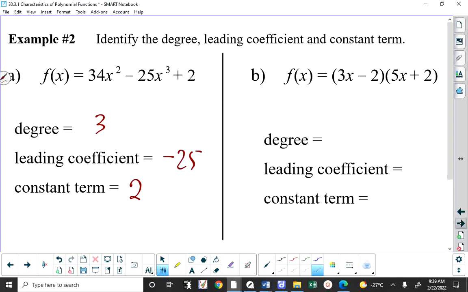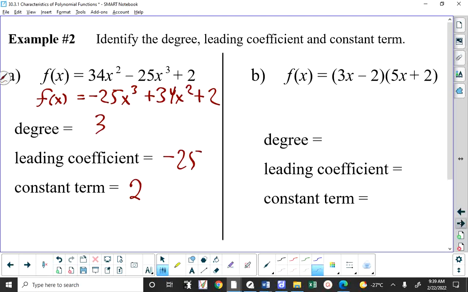Those of you that are in calculus right now, you notice that there are many cases where we don't have the highest degree term written first, because it's more convenient to write it in another way. But in this course, we should recognize that you would have the x to the 3 first. So the leading coefficient is negative 25, the highest degree is 3, which means the degree of the polynomial is 3, and the constant term is 2. Is that okay? Any questions with that?